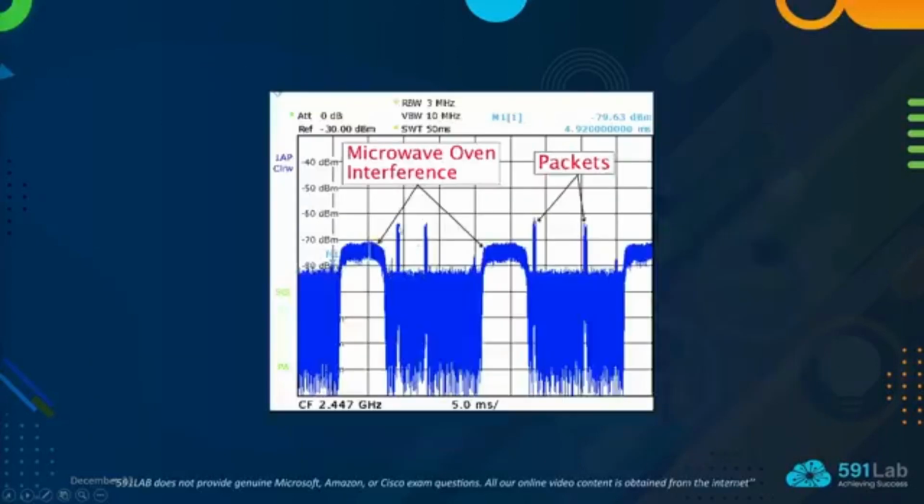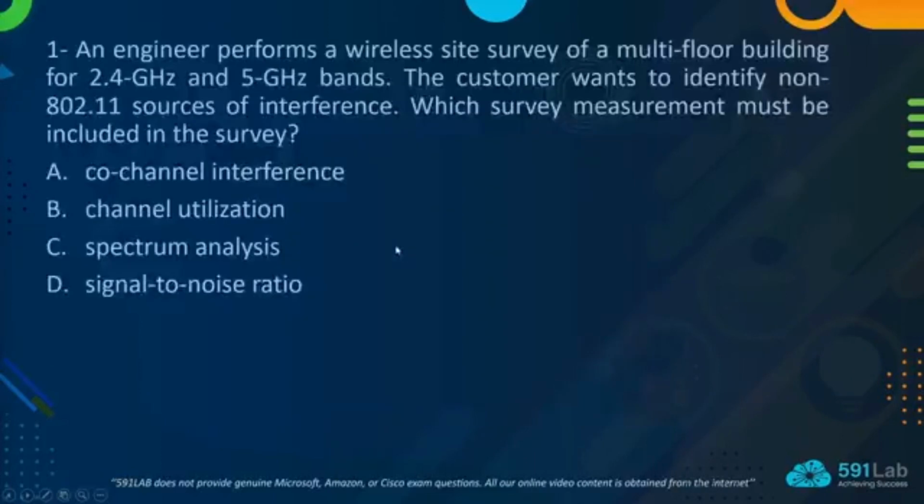And when I talk about the shape, for example, one of the shapes that a microwave oven creates when working is like a curve and a kind of a dent in the middle of it. So here we can see this curve, this one and this one over time, that these are microwave ovens actually, and we can see here packets or normal traffic. So spectrum analysis is actually the only one that can show us a non-Wi-Fi source of interference. So the answer is C, spectrum analysis.